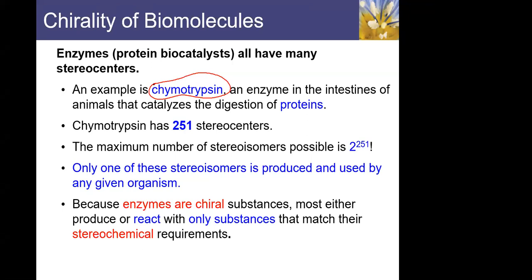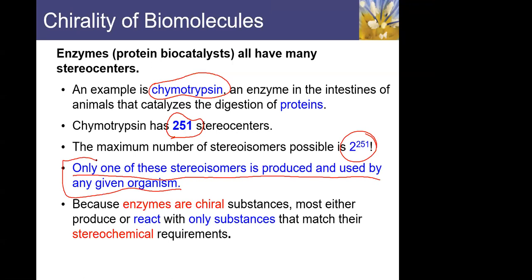In our body, this chymotrypsin has almost 251 stereo centers. Can you believe? Stereo centers, 251. I can't even count how many stereoisomers there are. I can't even multiply them, isn't it? But only one of these stereoisomers is produced and used by our body. Out of so many stereoisomers, only one is active, which is able to interact with the required proteins.